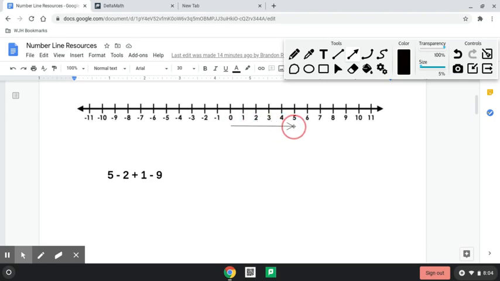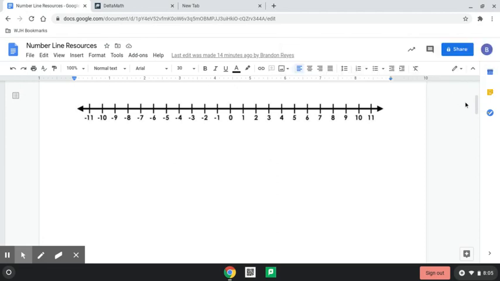So we have 5, and then we are subtracting, so we're going to the left, then adding, we're going to the right, and subtracting again. Now we're going down 9, so he actually has negative $5. He needs to pay the bank back $5 before he can really say he has any money of his own.